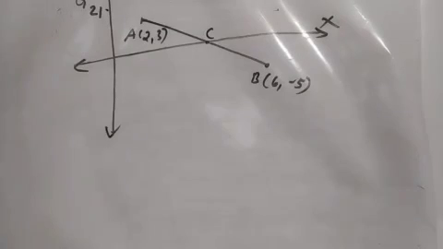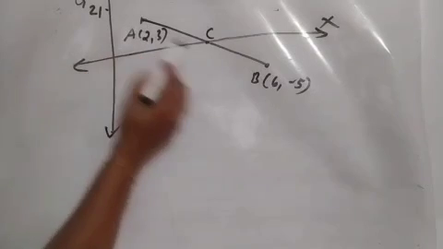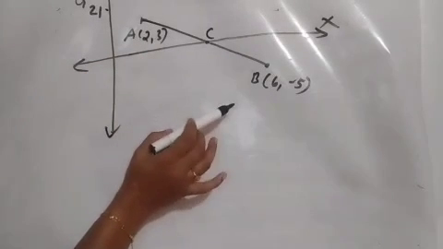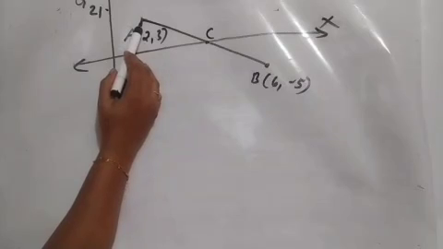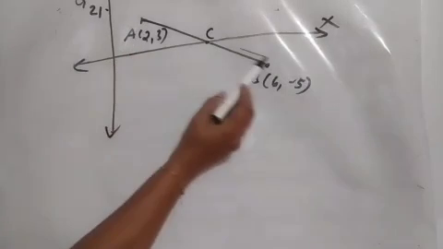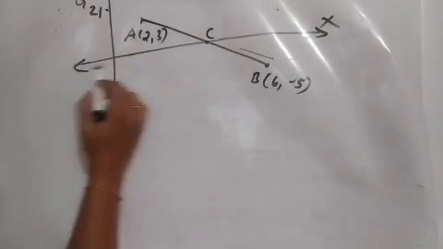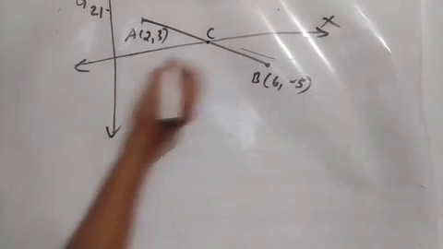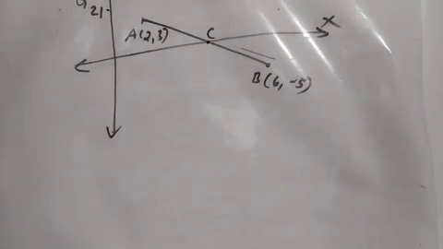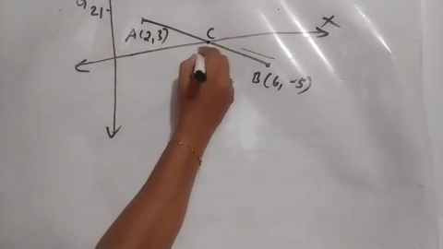Next is question 21. The line segment joining A(2, 3) and B(6, minus 5). This is a rough diagram. No need to draw the diagram, it's not compulsory. Just to help understand, I drew this. So AB is a line segment having the points (2, 3) and (6, minus 5), and it is intersected by the x-axis. So let the point be K.